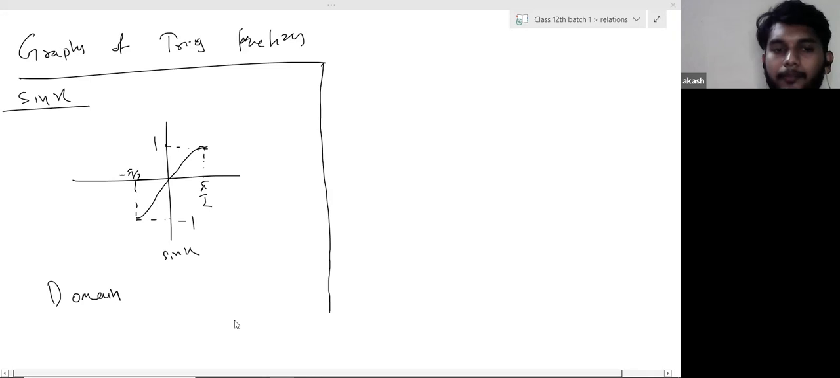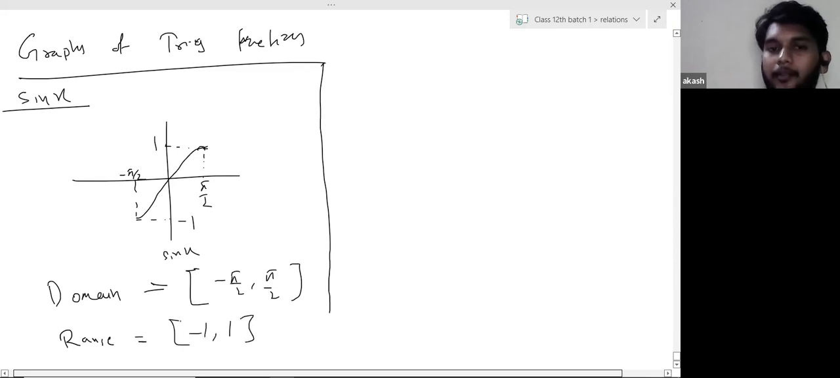Domain here is minus pi by 2 to pi by 2, and range here is minus 1 to 1. Right, everyone, this is clear. This is the graph of sin x. Now what is the graph of sine inverse x?